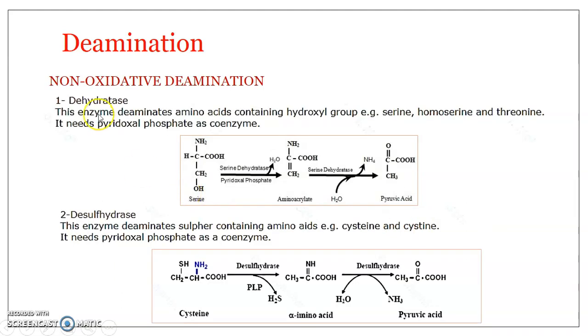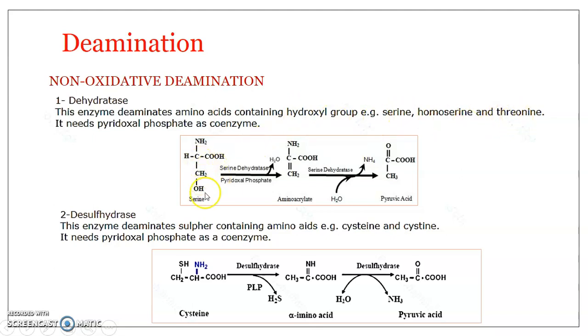The second one is non-oxidative deamination or hydrolytic deamination. Here the major enzymes involved are amino acid dehydratase and amino acid desulfhydrase. Amino acid dehydratase deaminates amino acids which contain hydroxyl groups. And these enzymes are present in the liver, so the whole reaction takes place in the liver. Now, which are the hydroxyl containing amino acids? They are threonine, serine, and homoserine.